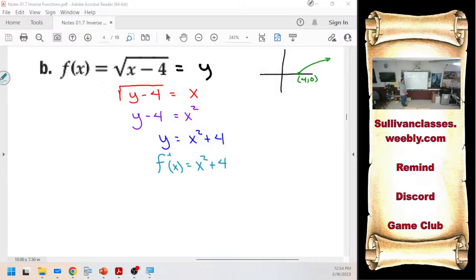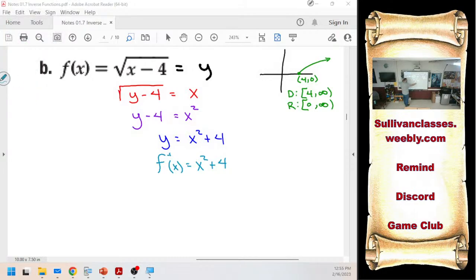Okay. So here's what I mean by we need to keep an eye on the originals' domain and range. Look at this guy. It's a parabola. What's the domain of a parabola? All real numbers, yep, normally. But this guy had a domain of 4 to infinity and a range of 0 to infinity. I just swapped x's and y's. That means I swapped my domain and range.